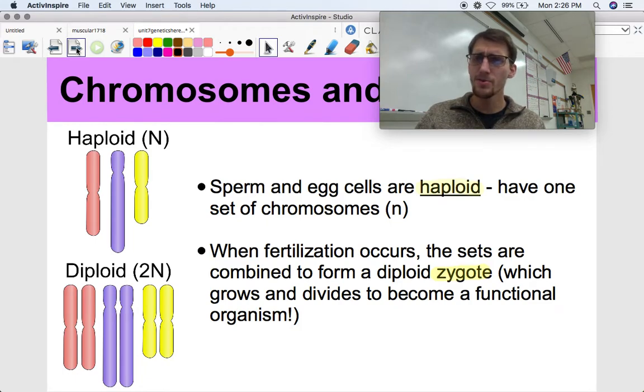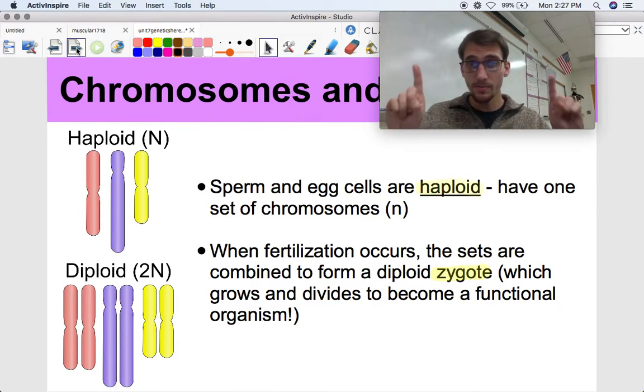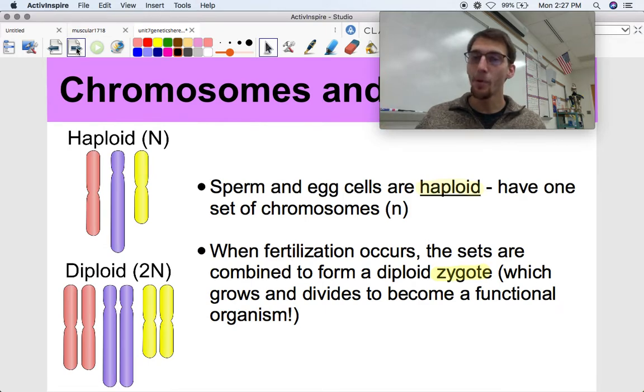Okay, so sperm and egg cells are called haploid, and they each have one set of chromosomes. So how do you get half of your mom's traits and half of your dad's traits? Well, egg cells have 23 chromosomes, sperm cells have 23 chromosomes, and when you combine them together, you get a new combination of 46 that's never been seen before, and that will make you. So when fertilization occurs, these two sets of chromosomes from two different organisms, one from mom, one from dad, form a diploid zygote, and that's going to be important to remember with the name of that cell.